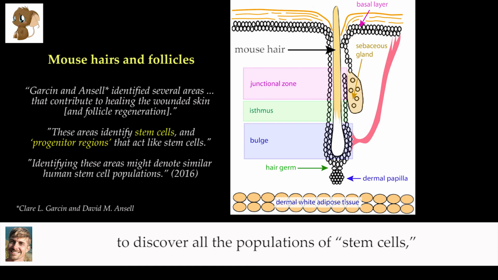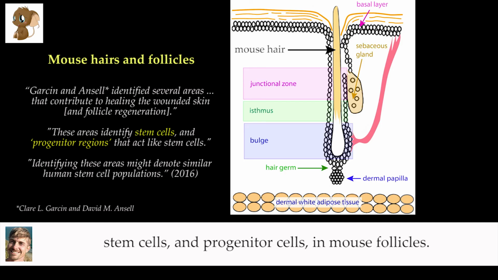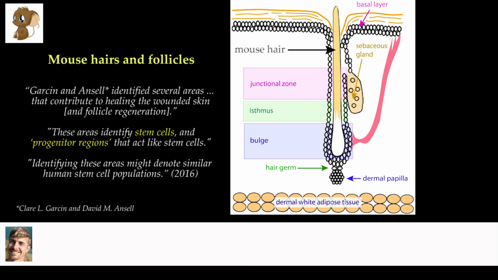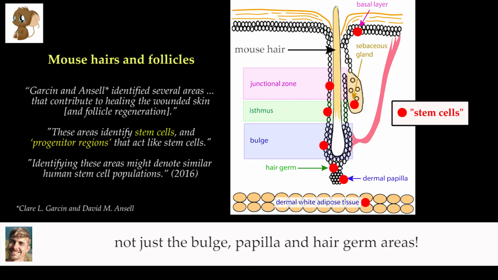Researchers have yet to discover all the populations of stem cells and how they function in the follicle. Lots of experiments are on mice. Claire Garcin and David Onzel discovered numerous sites of both stem cells and progenitor cells in mouse follicles. As their paper states, these cell populations might denote similar human stem cell populations. I've drawn in a red dot identifying all the stem cell populations. Clearly, follicles are packed with stem cells, and it appears that stem cells populate the entire follicle wall, not just the bulge, papilla, and hair germ areas.